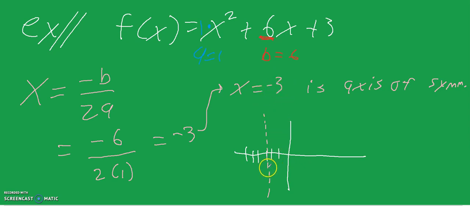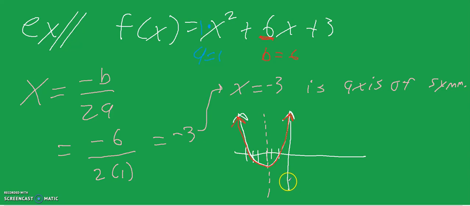So I know that my parabola is going to look something like this. Right? If I were to take this side of the parabola and reflect it with respect to this line, I would get this side of the parabola. And that's all that the axis of symmetry is really doing.